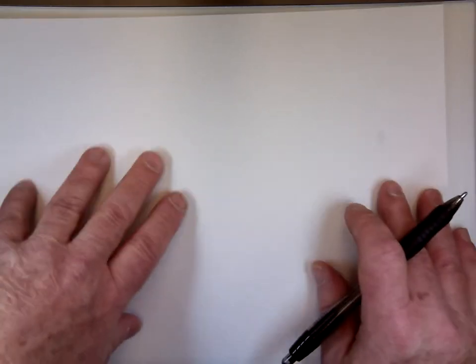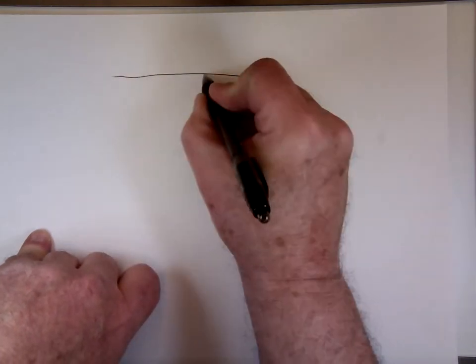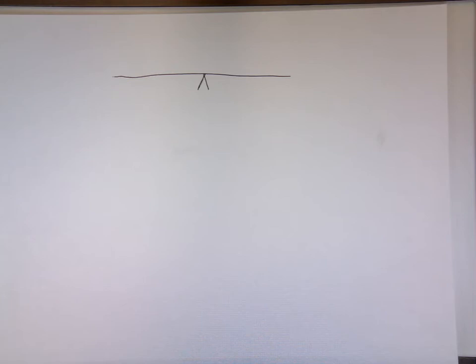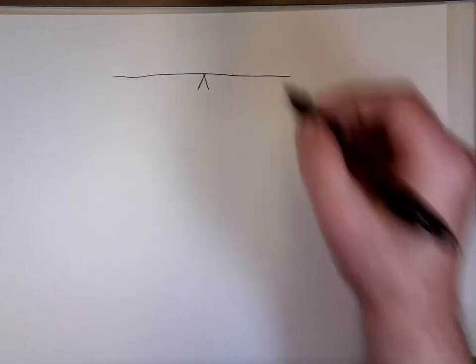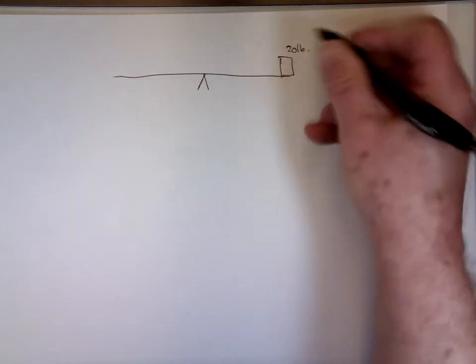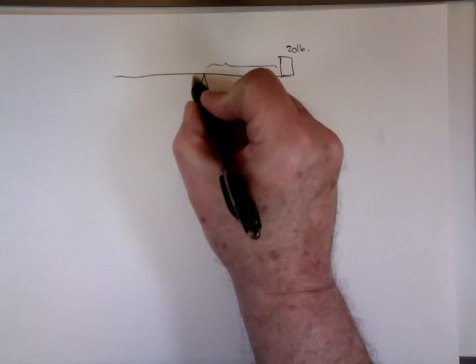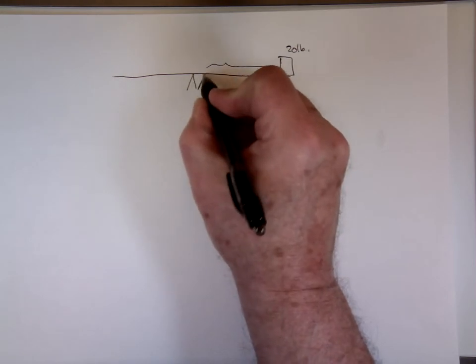So I'm going to take the same system. I'm going to locate my fulcrum now 2/5 of a foot to the right of where it was. So I've got my 20-pound weight. But now, what's its distance from the fulcrum? I've moved the fulcrum 2/5 of a foot. See, it was here. Now it's the old fulcrum, and I moved it 2/5 this way.